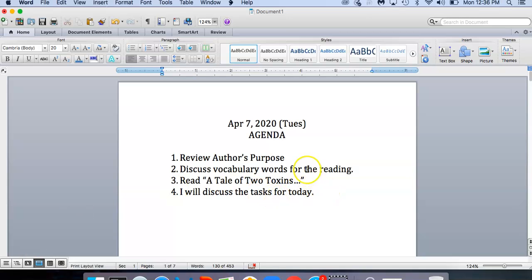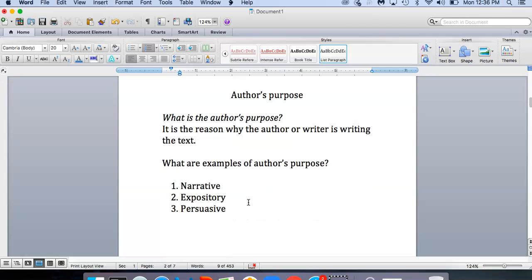What we will be talking about today is author's purpose. We will review that because you would need to know that for the reading for today. Before we read the reading, we will talk about the vocabulary words that you need to know. There are about 8 of them. And the reading would be A Tale of Two Toxins, and I will discuss the tasks that you have to do for today. So, let's start with the author's purpose.